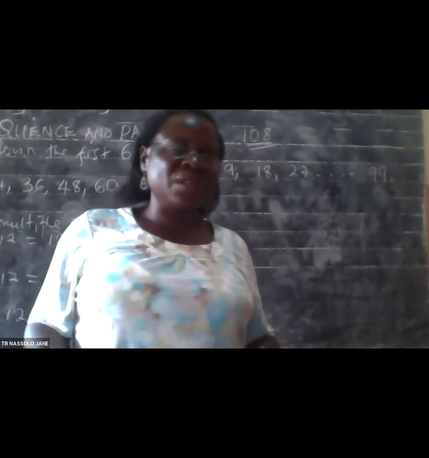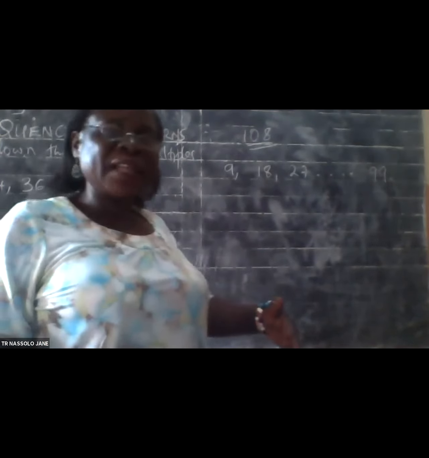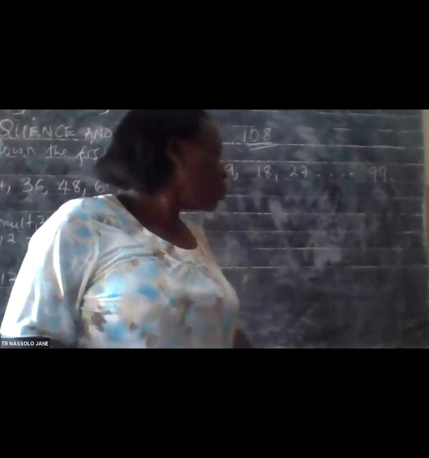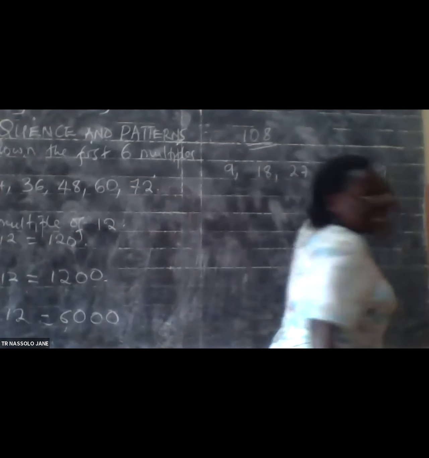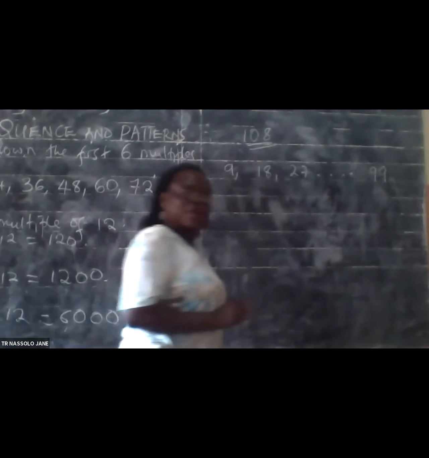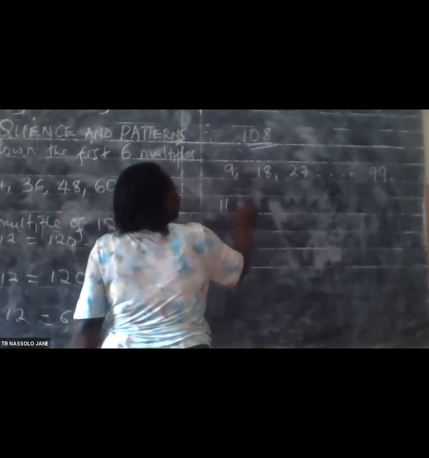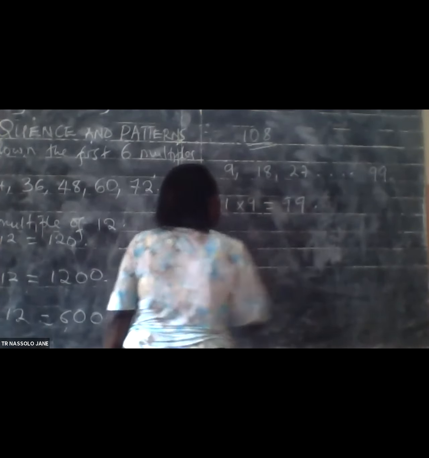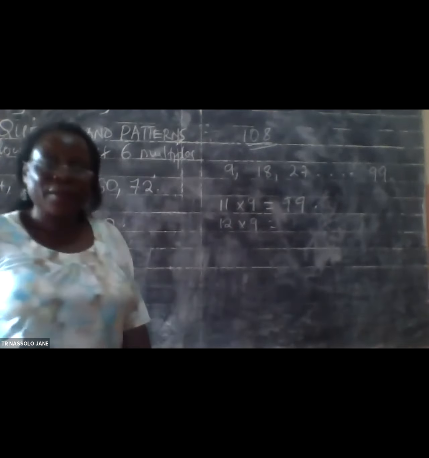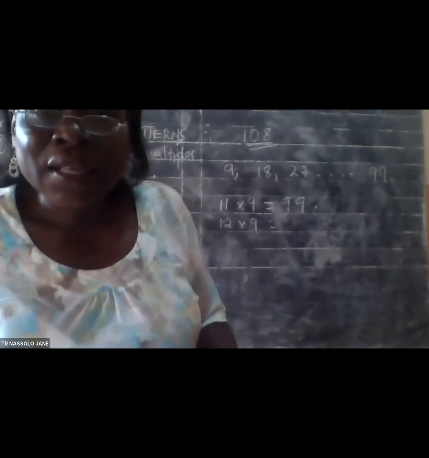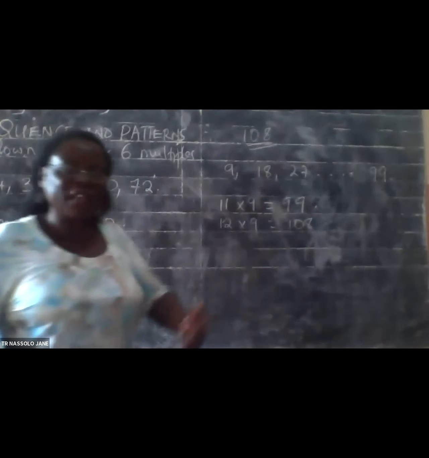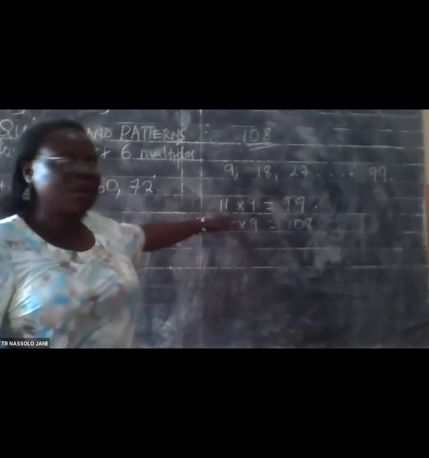But then the question wants us to find the first multiple of 9 that is not shown in the table. From 99, what is the next multiple of 9? I think 99 is the 11th multiple of 9. In other words, what is the 12th multiple of 9? It is 108. So the next multiple of 9 that is not shown in the table is 108.